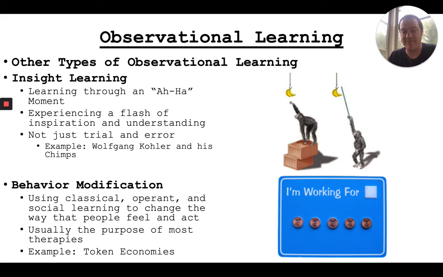And then the last thing, behavior modification. This is really the only thing I talk about today that is about how you use learning to change behavior. This is kind of a therapy type thing, which we'll talk more about at the very end of psychology when we talk about therapies for abnormal behavior. But behavior modification is when you use classical, operant, or social learning to basically change how you feel and act.